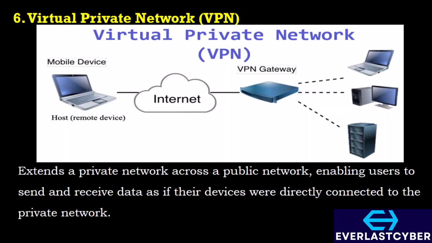The next network type is the Virtual Private Network or VPN. The VPN extends a private network across a public network, and it enables users to send and receive data as if their devices were directly connected to the private network. Some examples of the use of VPN is where remote workers have to access their company networks securely over the internet.